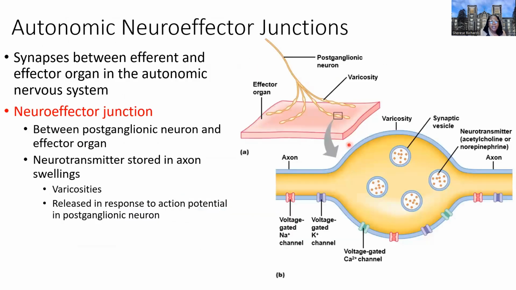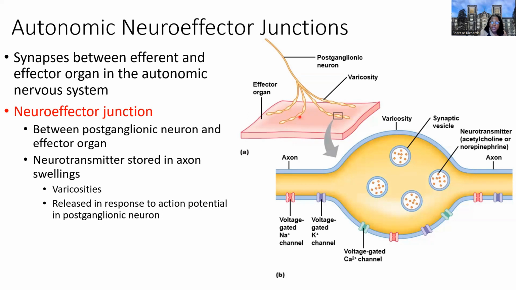Okay. Let's think about the neuroeffector junction. So how does the synapse between the efferent neurons and the effector tissues in the autonomic nervous system vary from a regular neuron-to-neuron synapse between two traditional neurons? This is different in that it's between a postganglionic neuron, in other words, an efferent neuron that's coming from the central nervous system.